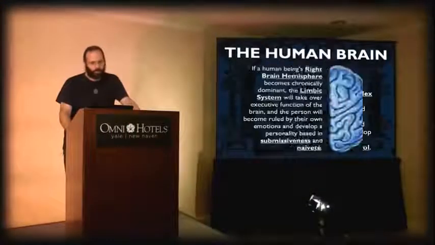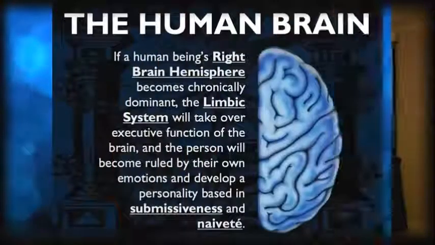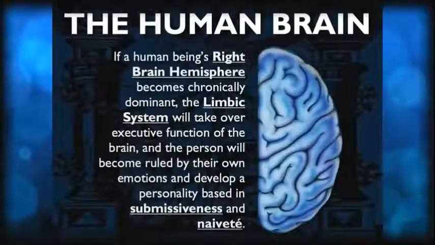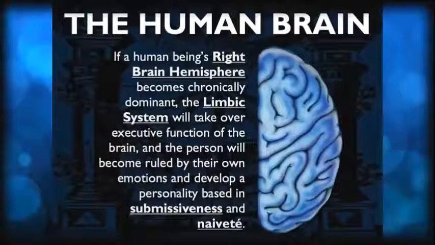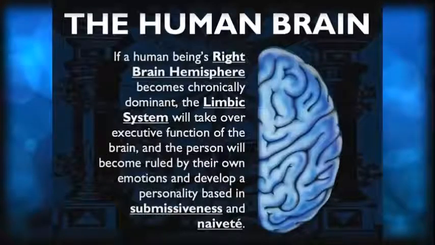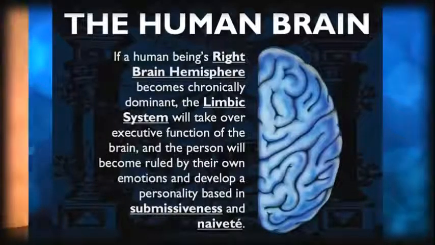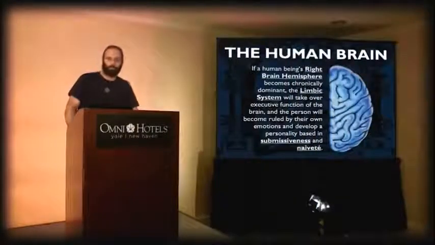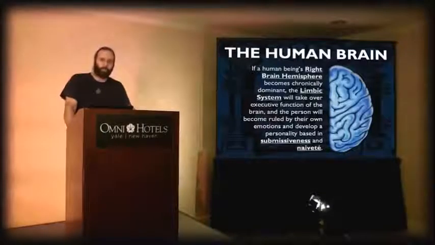Conversely, if a human being's right brain hemisphere becomes chronically dominant, the limbic system will take over executive function of the whole brain, and the person will become ruled by their own emotions and develop a personality that is based in submissiveness and naivete. The slave think mentality. The schism of the individual.